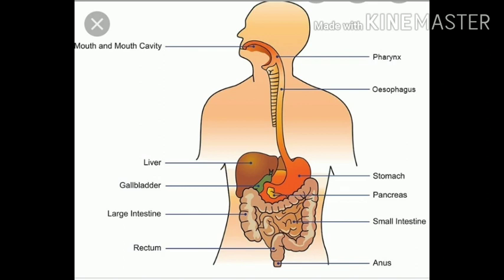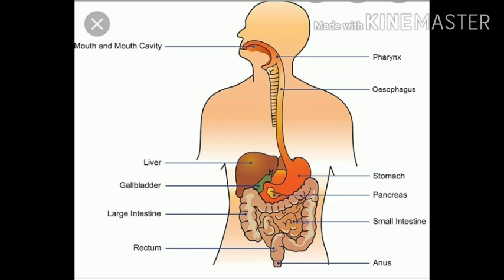You can see there is a diagram of the digestive system and how the process of digestion takes place. Let's read it. First of all, your digestive system will start from the mouth. In this, saliva is present, a watery liquid.